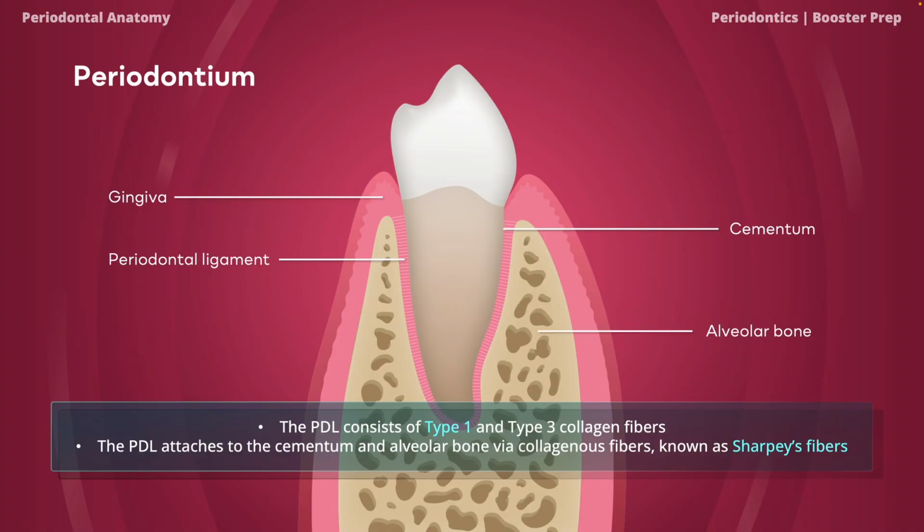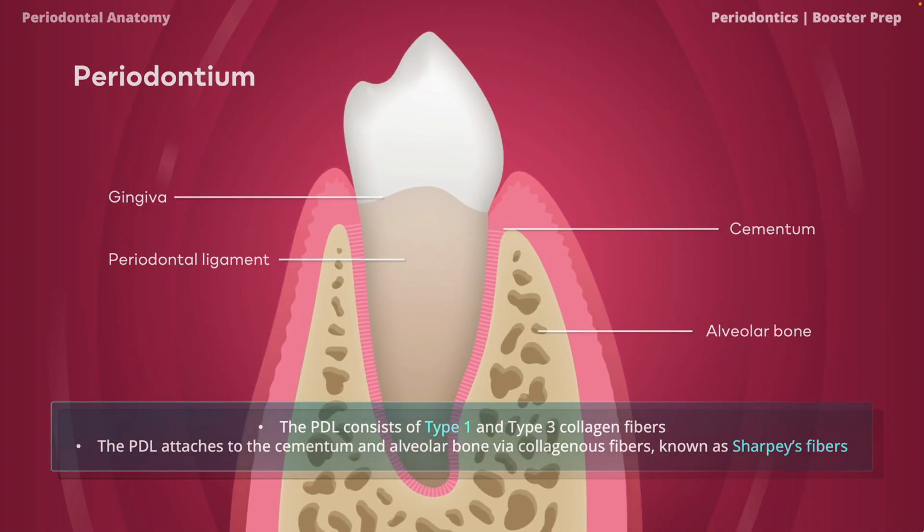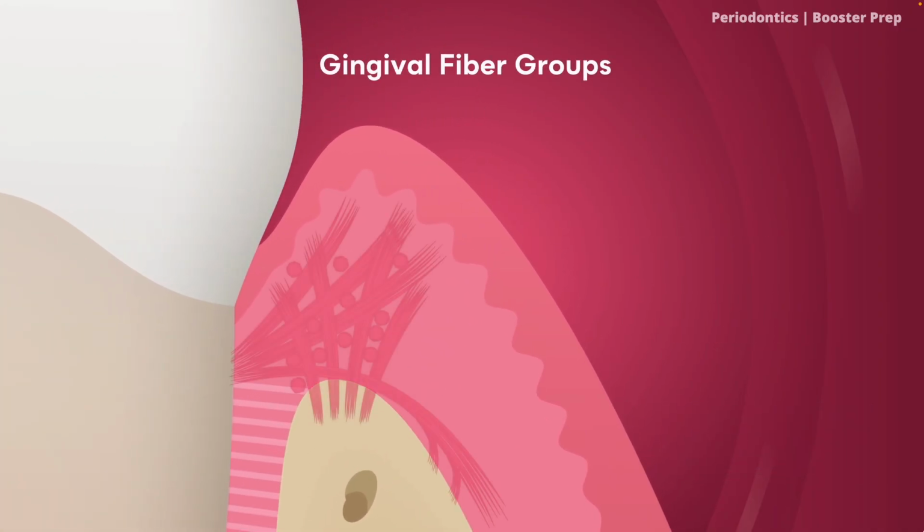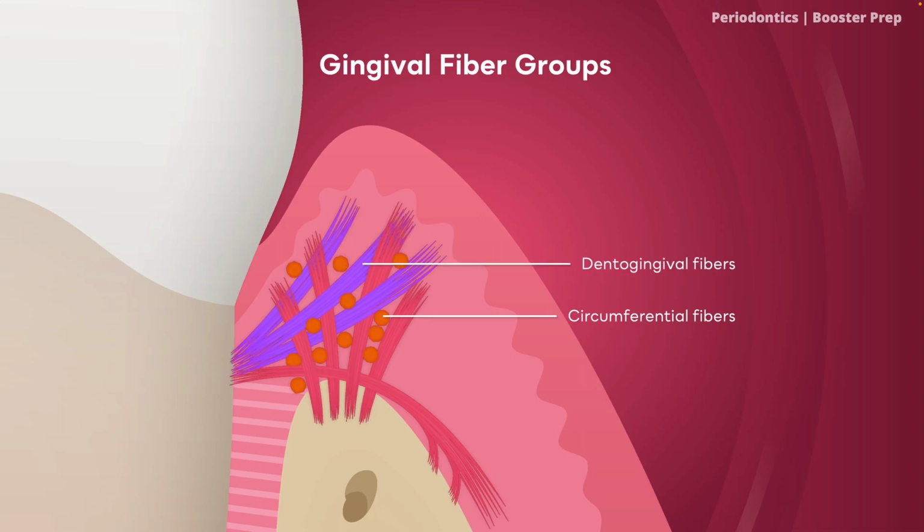Now let's take a closer look at some of the gingival fibers we have to be familiar with. There are several different types of gingival fiber groups, all based on their orientation and attachment sites. First, we've got circumferential fibers, which encircle the tooth in a ring-like fashion, maintaining the contour and positioning of the free gingiva. Next, we have the dentogingival fibers, which extend from the cementum into the gingiva, contributing to the attachment and support of the gingival tissue.